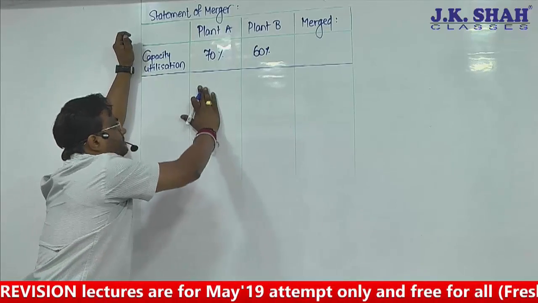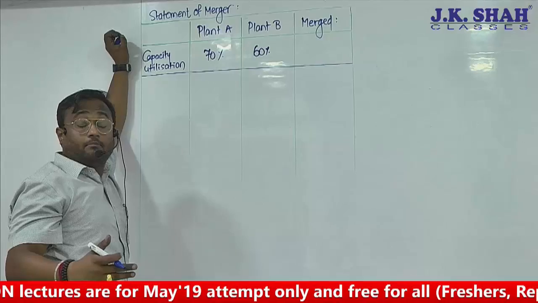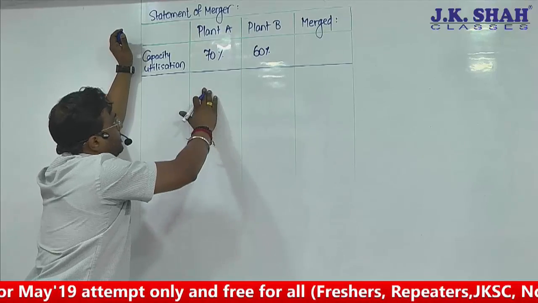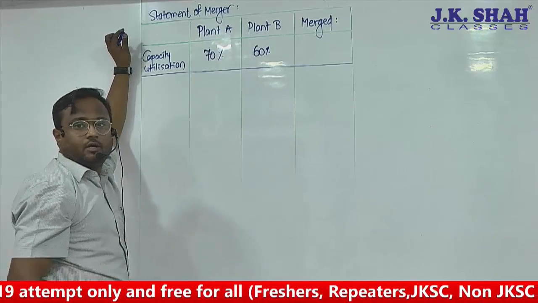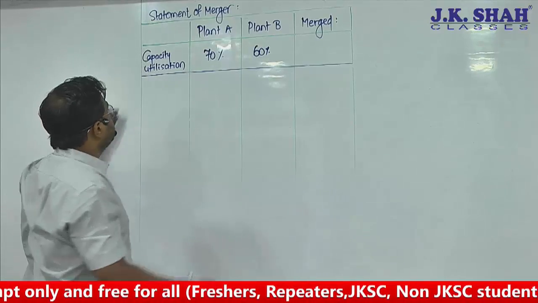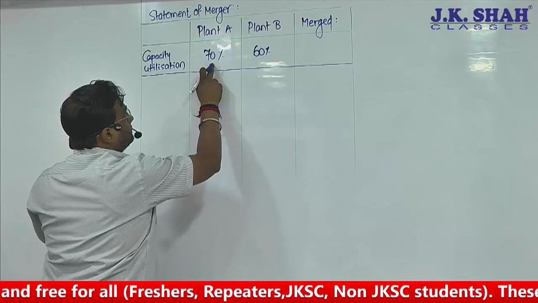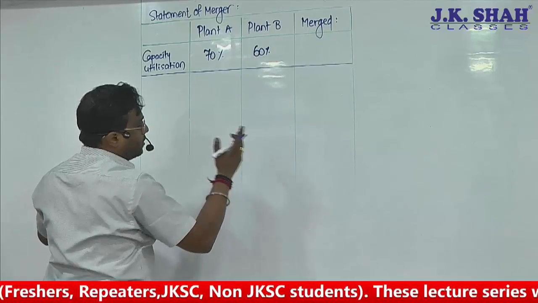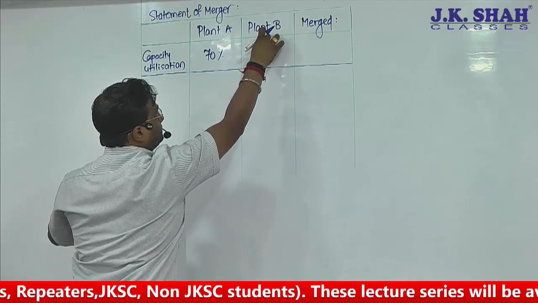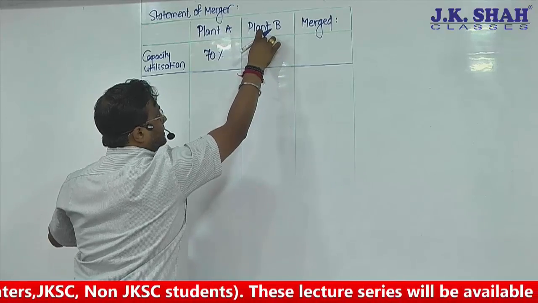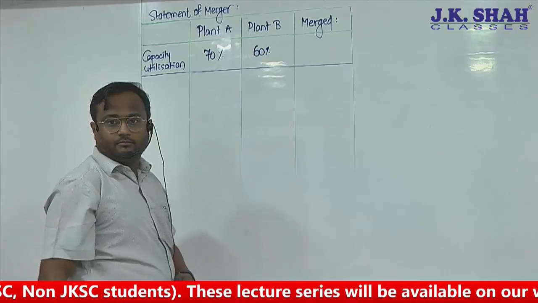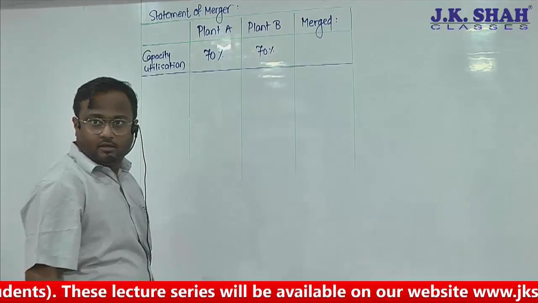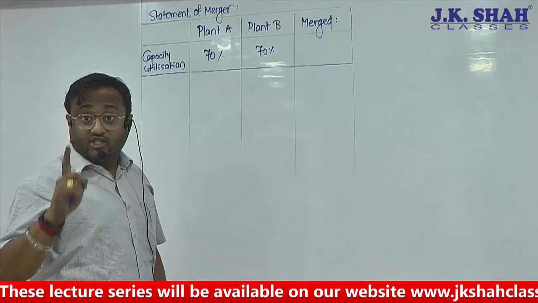Or you can go for A to be constant, convert B from 60 to 70, merge. Or keep B constant and convert A: from 70 to 60, B is already at 60, merge them. Second option, B from 60 to 70, A is already at 70, merge them. What we'll do is, we'll go for B. There is no compulsion that we have to go for B. But there is one compulsion, they have to be at par.